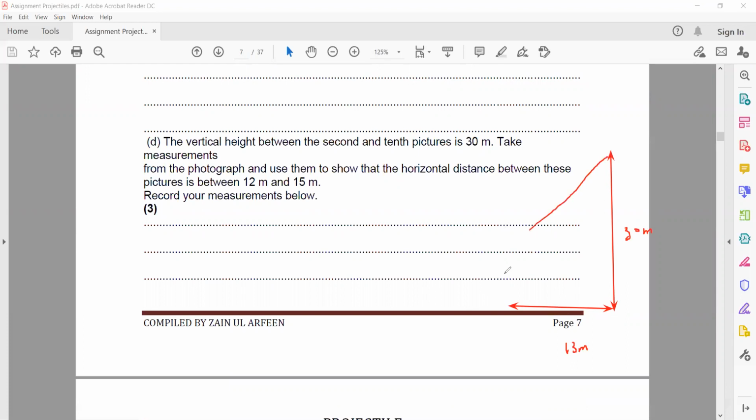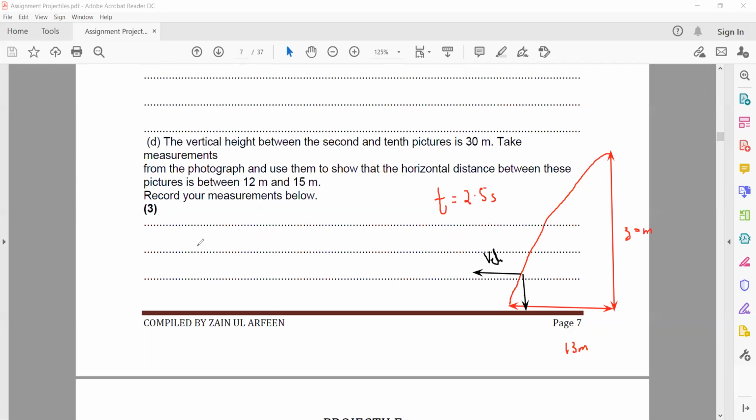And how much time did it take? We already worked out that it was 2.5 seconds. That's the total time it will take to fall this 30 meters. The question is, we need the horizontal and vertical velocity. Before hitting, there will be a horizontal velocity and there will be a vertical velocity. So how to find the horizontal velocity? Horizontally, there is no acceleration.